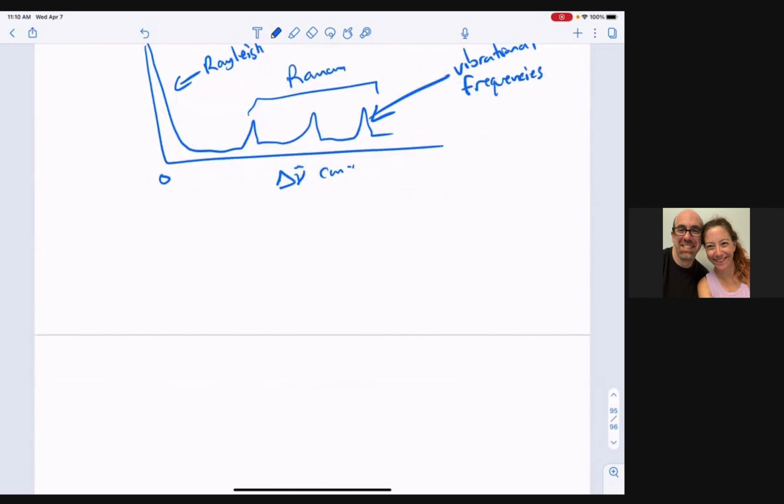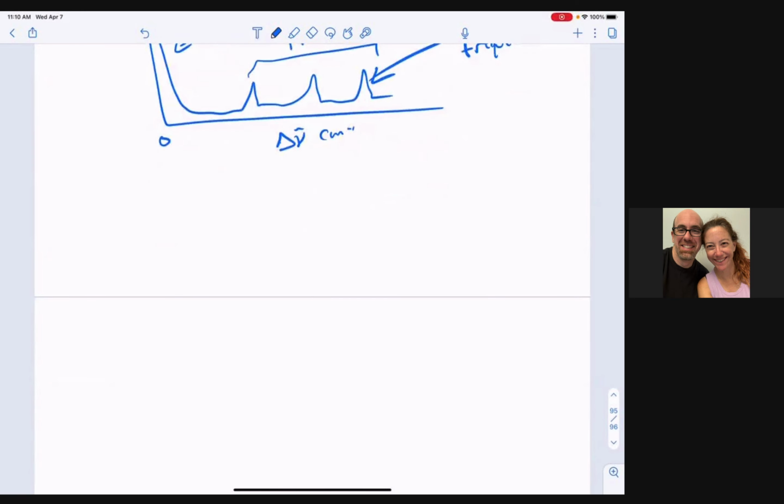So what happens in the Raman process? Okay. Well, it's weird. So let's consider a ground state. Let's look at the mechanism of Raman spectroscopy.